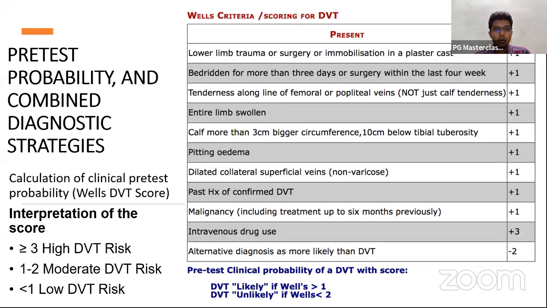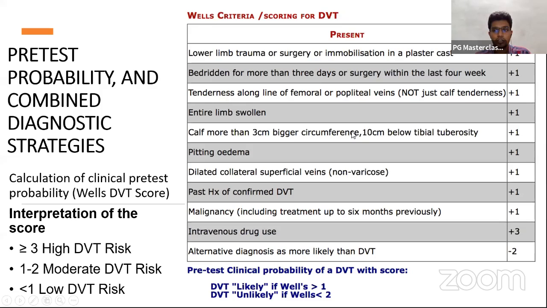The characteristics are: patient presenting with lower limb trauma or surgery or immobilization in a plaster cast, bedridden for more than 3 days or surgery within the last 4 weeks, tenderness along the line of femoral or popliteal veins, not just calf tenderness, the limb which is entirely swollen, the calf which is more than 3 centimeters larger in circumference when compared to the opposite calf, measured 10 centimeters below the tibial tuberosity, presence of pitting edema and dilated collateral superficial veins which are non-varicosities, past history of confirmed deep venous thrombosis, and malignancy, including treatment up to 6 months previously.